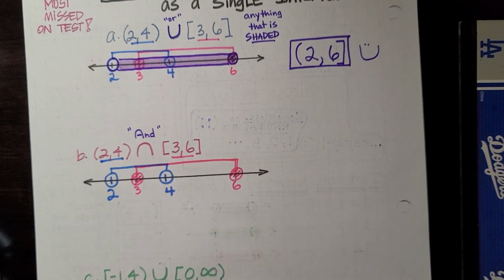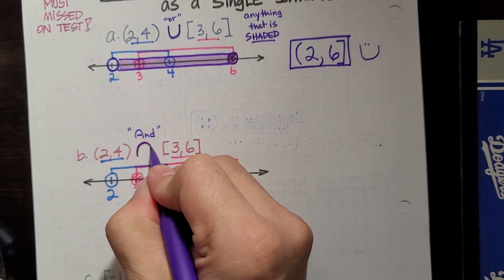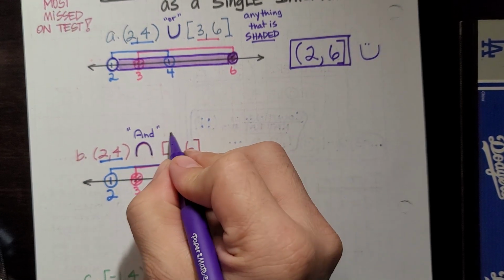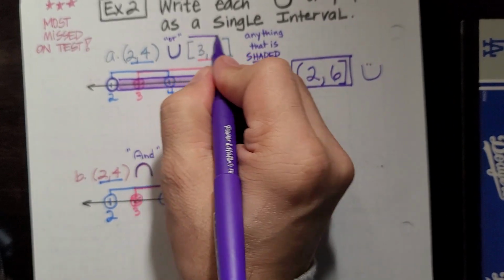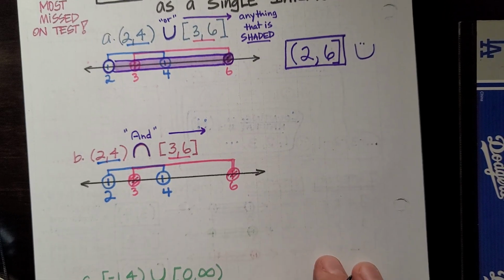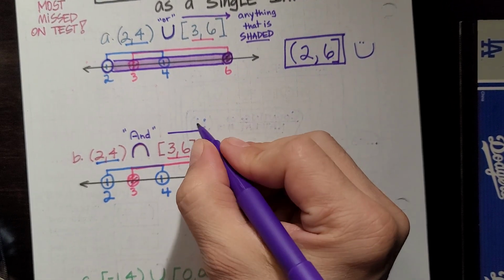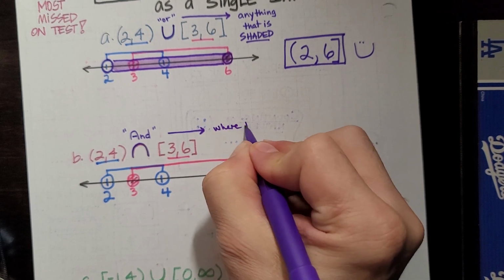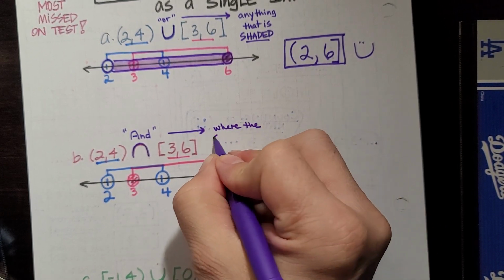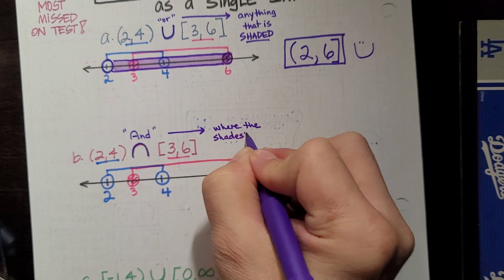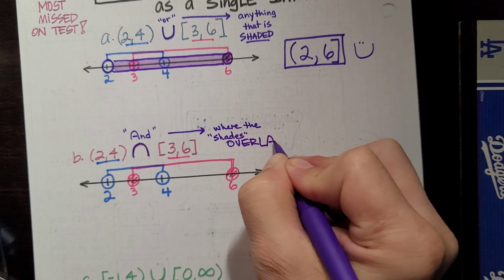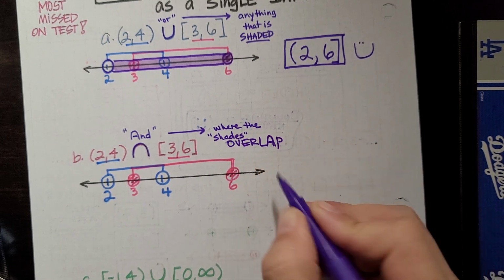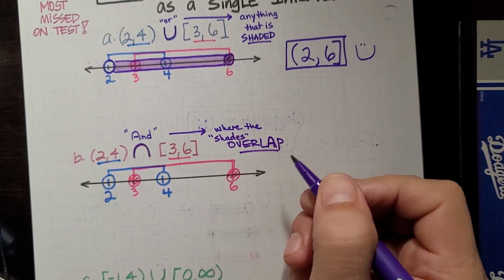And, literally, and. When it says and or the intersection, you're looking for where the shades overlap. There's that A again. Where do they overlap? What does that mean, overlap?